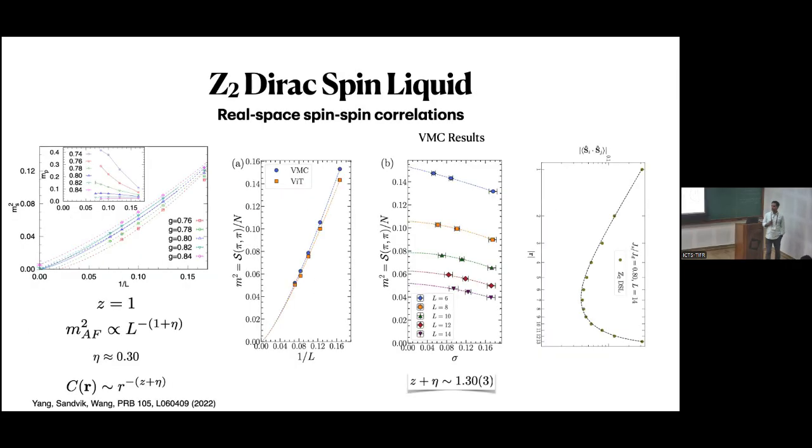Good. Energetics is one thing. Sorry? But DMRG will, of course, because of cylinders, converge from above. And if you do tori, you will converge from below. Yeah.